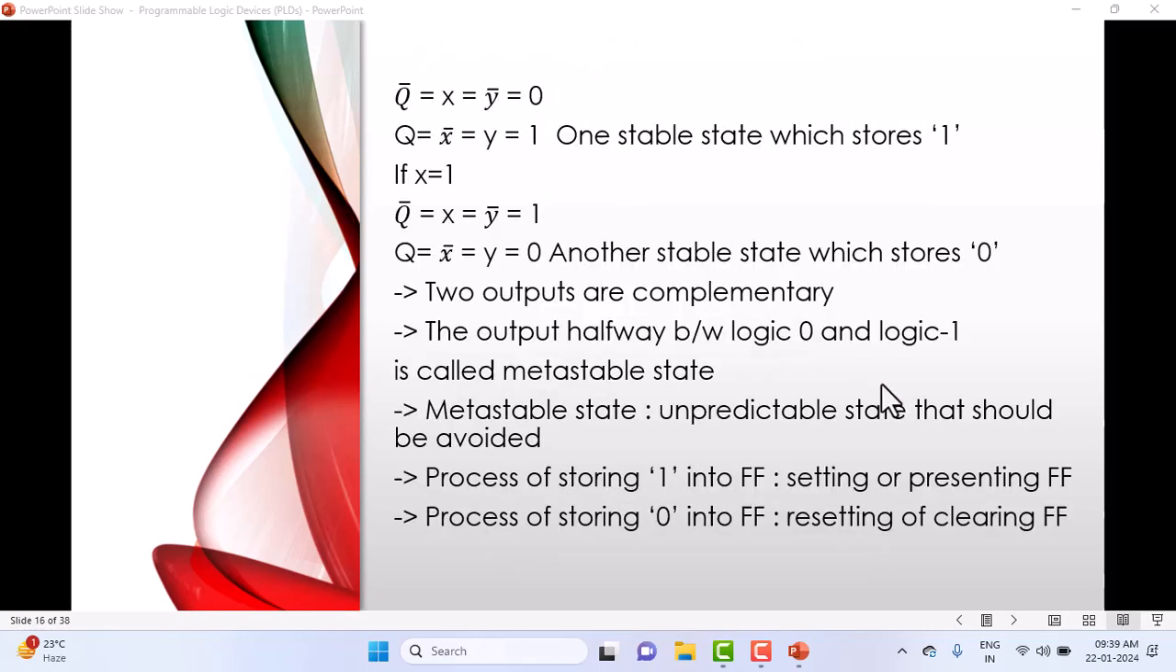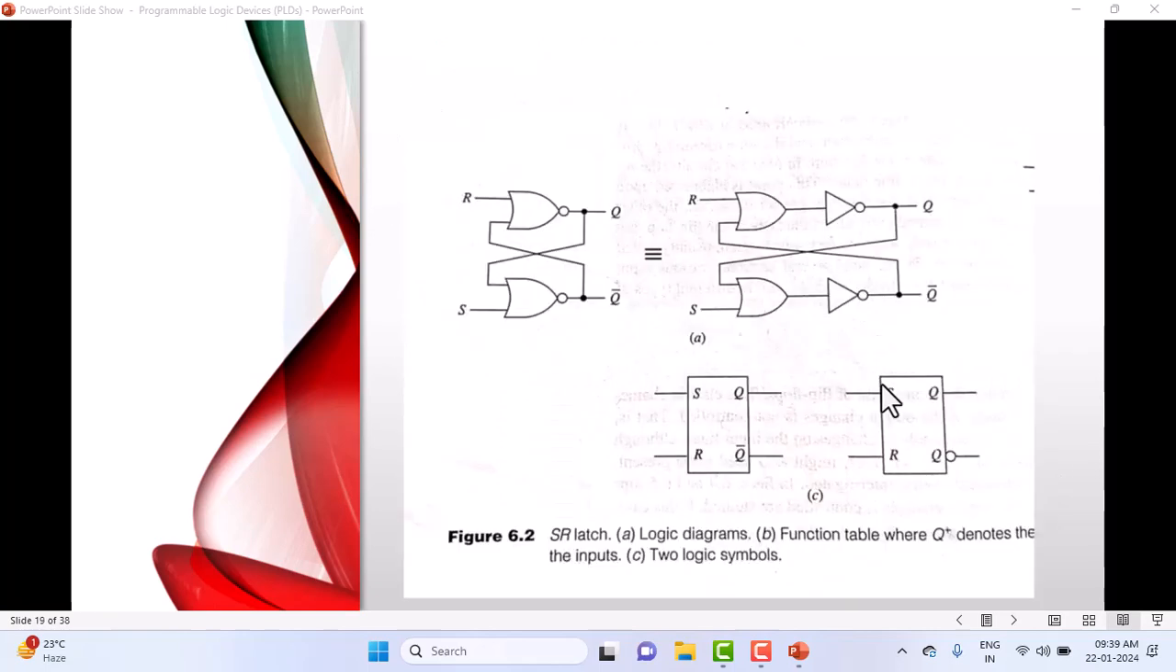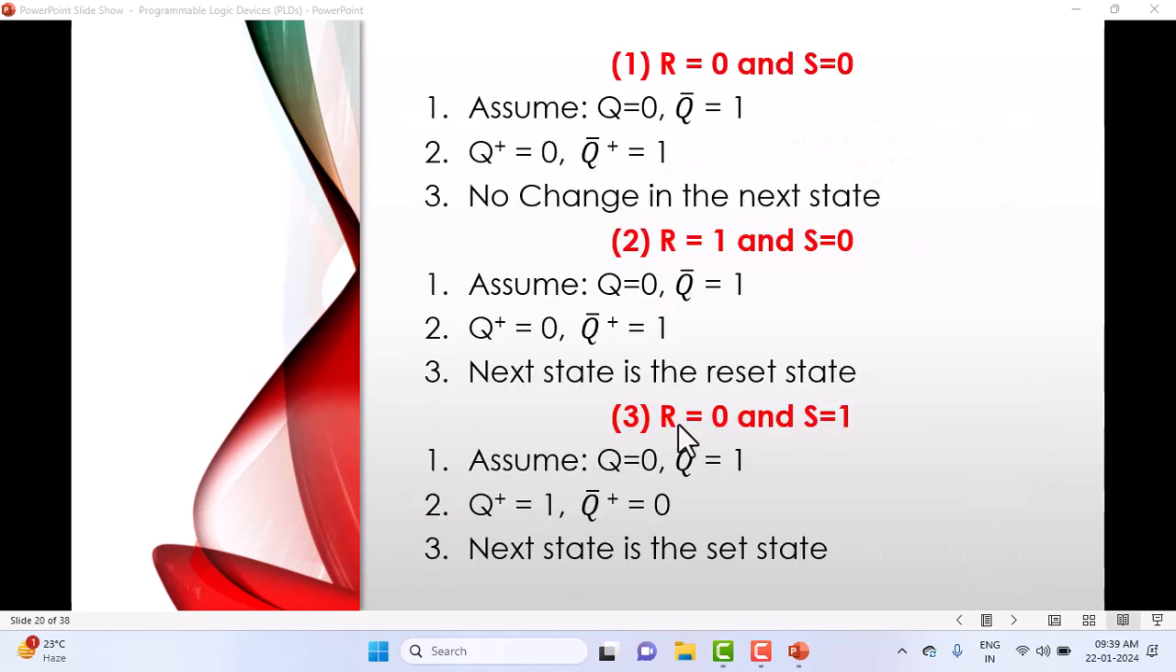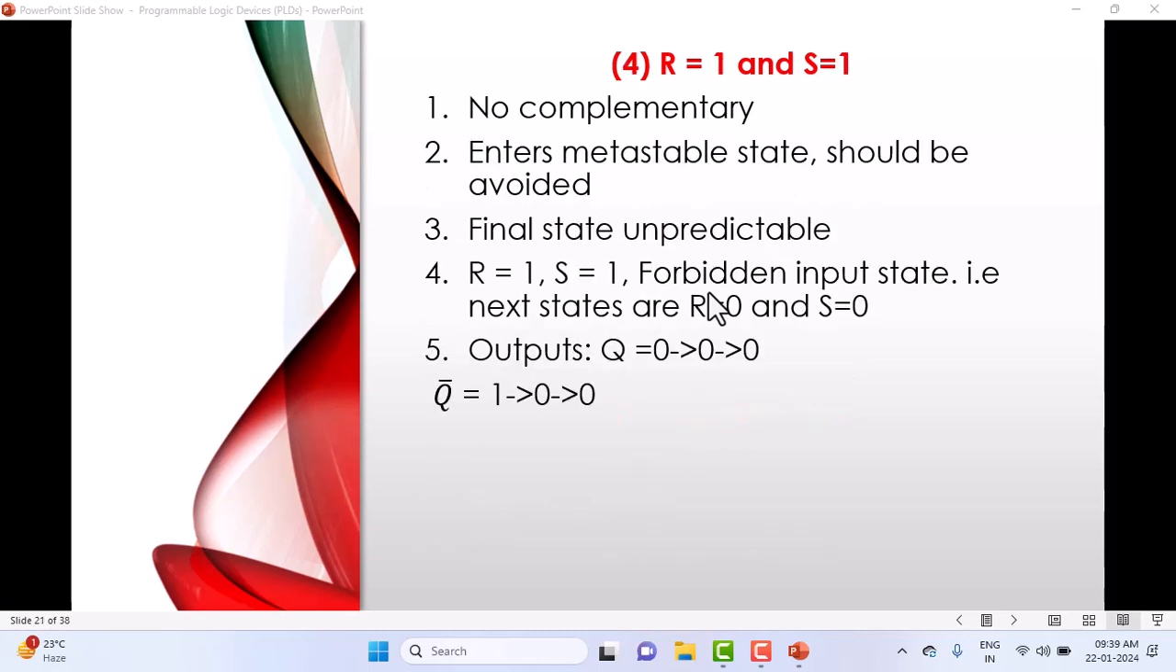Later, we transformed this circuit into NOR gates. And we have shown the equivalent using basic gates as well. The symbolic representation, IEEE symbols, we also showed in the last class. In the truth table, we analyzed each row with the conditions, R 0, S 0, and showed what the next state will be. It will be no change in the next state. Similarly, we analyzed all possible conditions of the truth table.